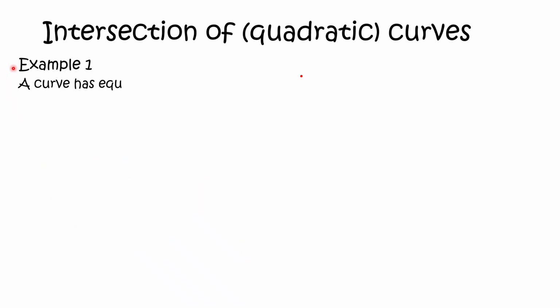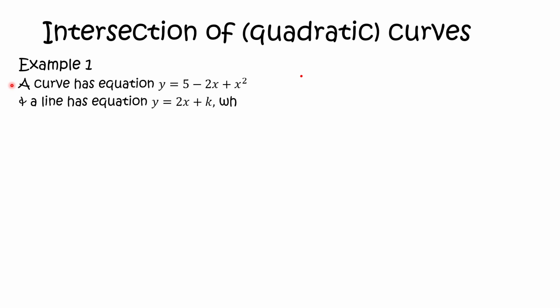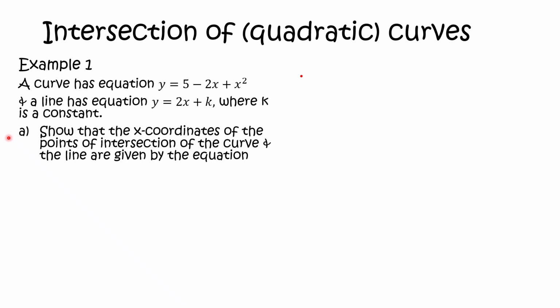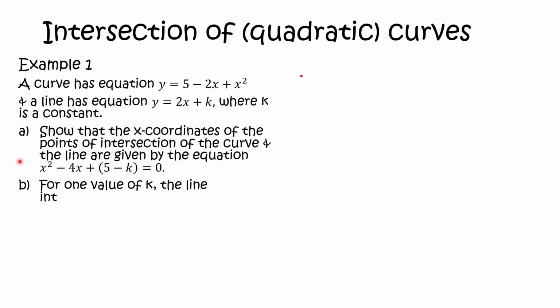Let's look at example 1. A curve has equation y is equal to 5 minus 2x plus x squared, and a line has equation y is equal to 2x plus k, where k is a constant. Show that the x-coordinates of the points of intersection of the curve and the line are given by the equation x squared minus 4x plus 5 minus k is equal to 0.